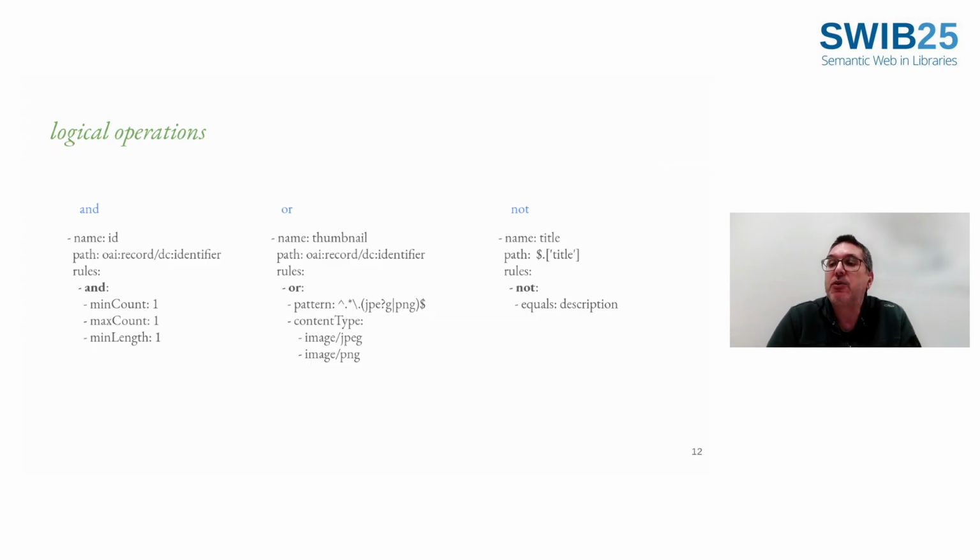It is possible to combine these rules with logical operators. For example, there should be one and only one identifier, and it should contain at least one character. So this one.